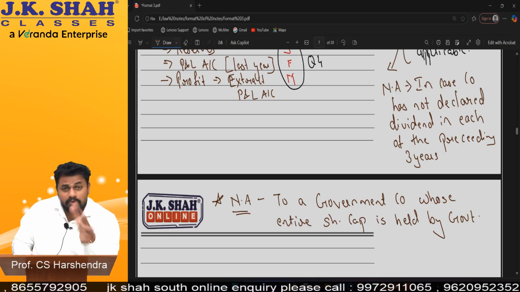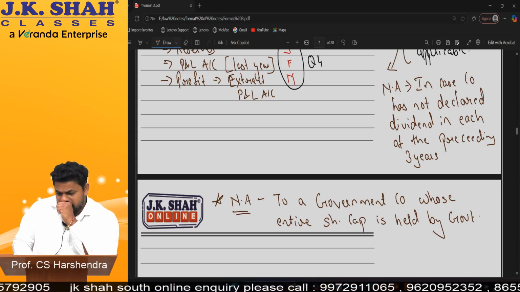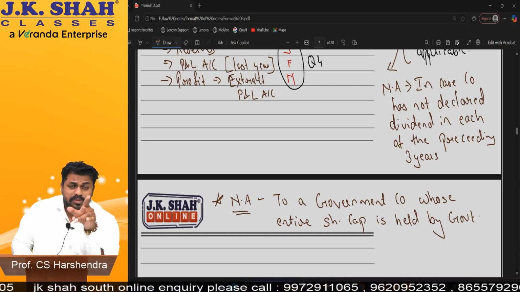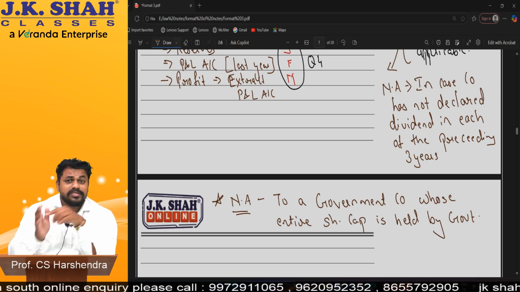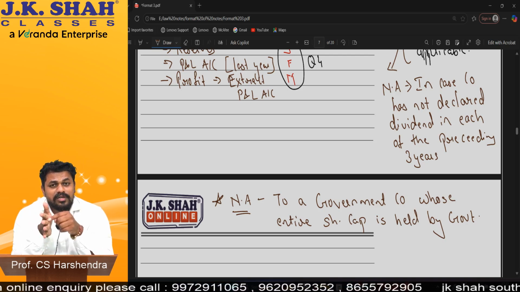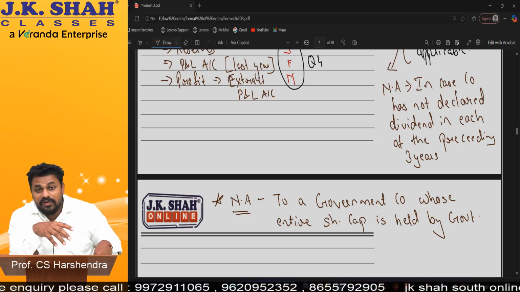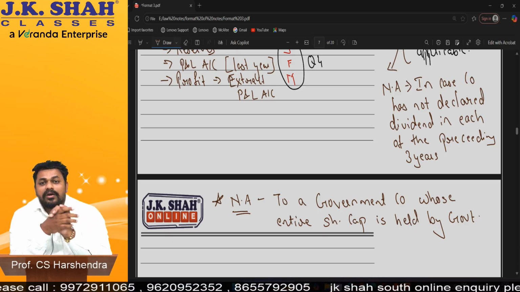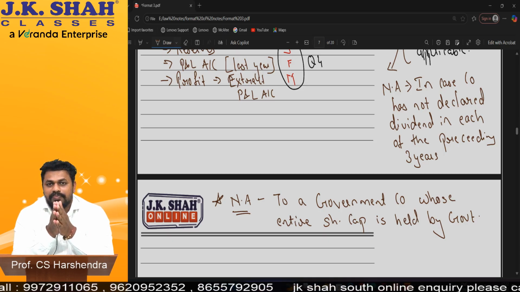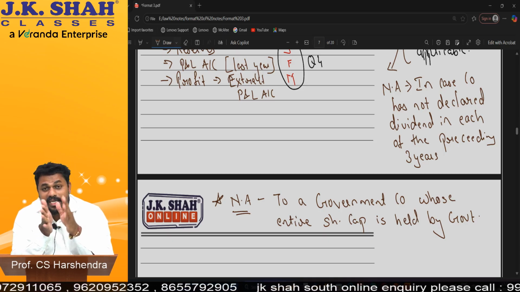In fact, the whole Section 123 is not applicable to a government company whose entire share capital is held by government, not a normal government company. See, what is a government company? 51% of shares are held by government. This exemption is not for that. This exemption is for a government company whose entire share capital is held by government. You know why? I'll tell you the logic.